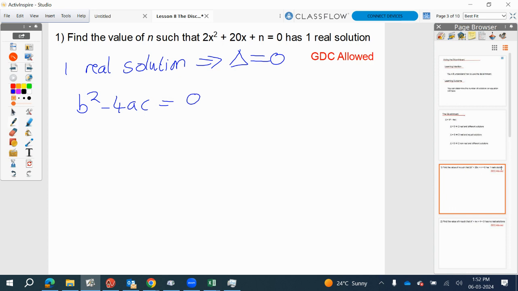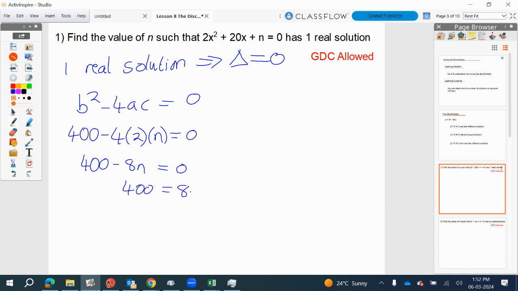Now b is 20, so b squared is 400. What is the value of a? 2. What is the value of c? n. So we've got 400 minus 8n equals 0. 400 equals 8n. n equals 400 divided by 8, which is 50.